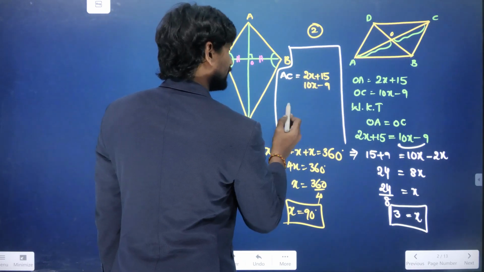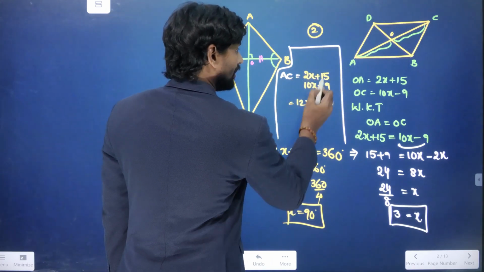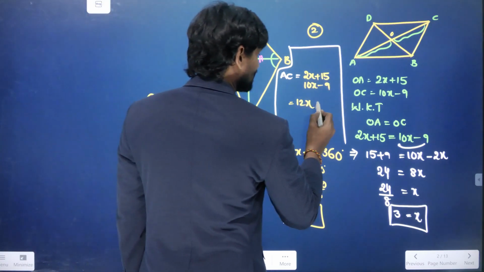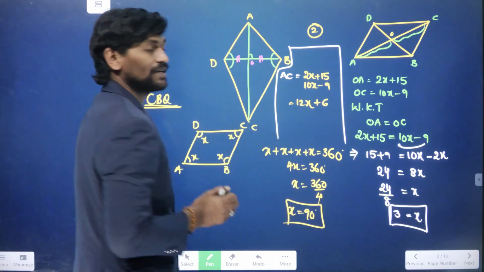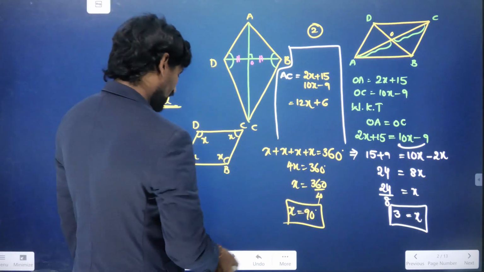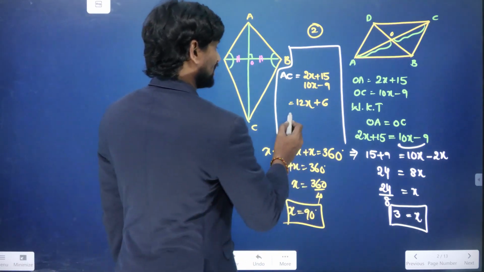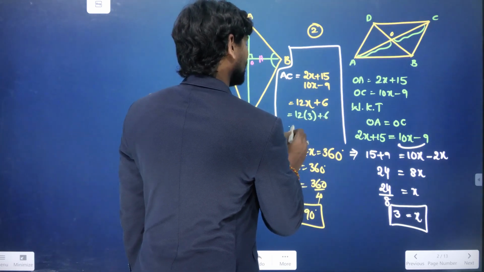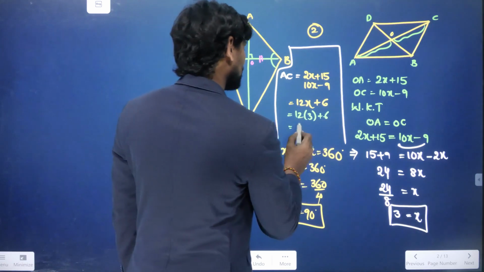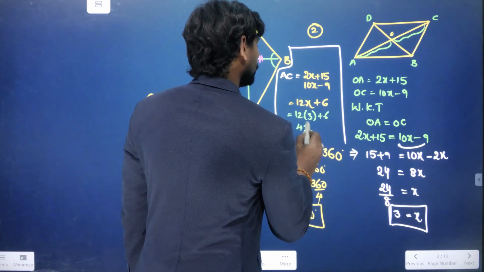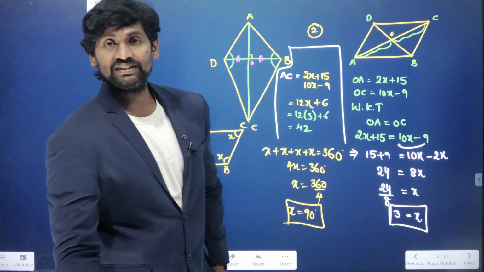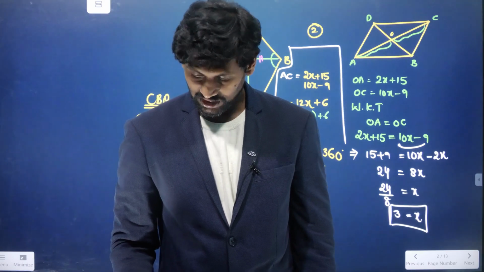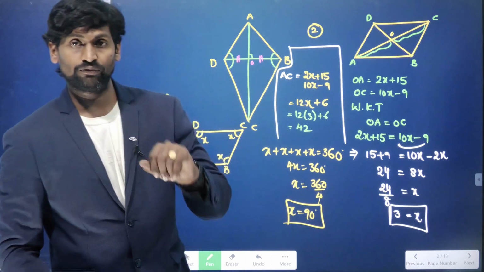2x plus 10x becomes 12x. 15 minus 9 is nothing but 6. So we should find the value of 12x plus 6. We already know the x value is 3. 12 into 3, 12 threes are 36, 36 plus 6 is 42. Therefore, AC distance equals 42. The last option, nothing but option number 4.